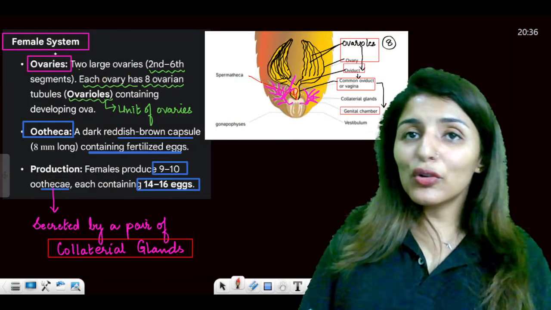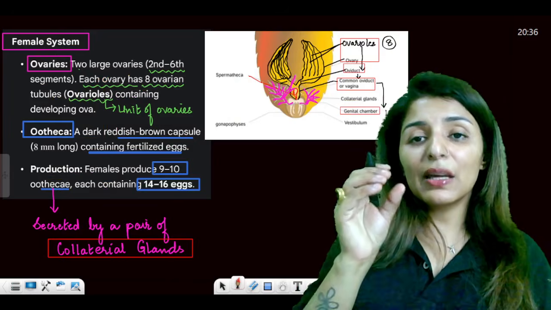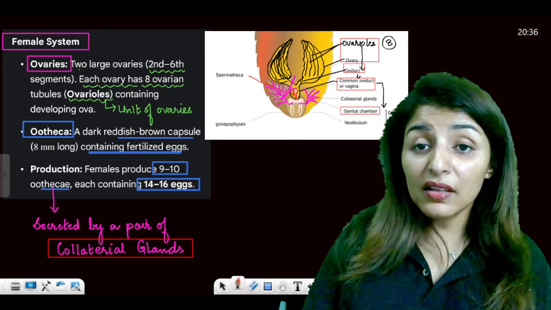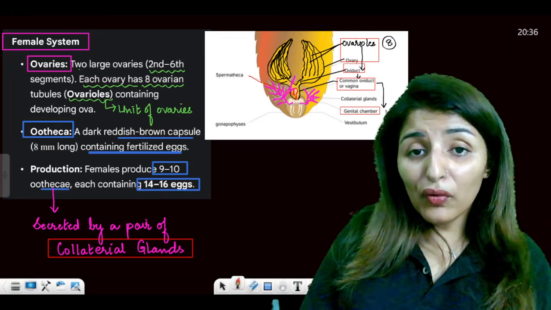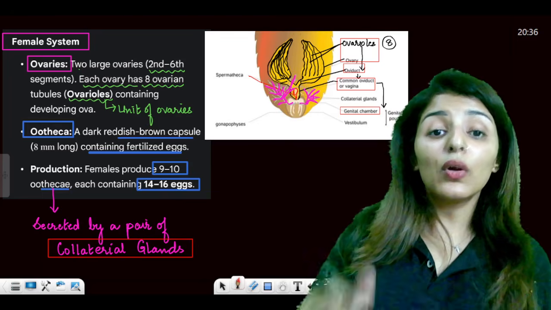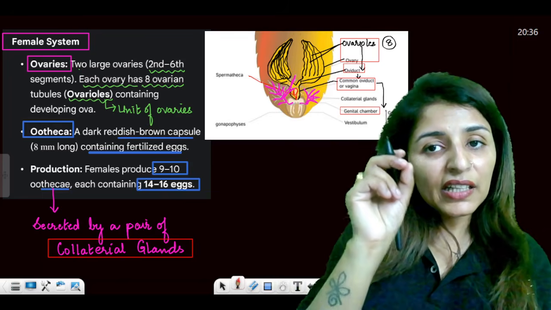Now, let's move on to the female reproductive system. Here in the female reproductive system, the gamete forming structure would be known as ovaries. There are two large ovaries. Can you see it in the diagram? Each ovary consists of 8 ovarioles. Now, ovariole is the unit of ovary. Is this clear? So, ovary has further 8 ovarioles.